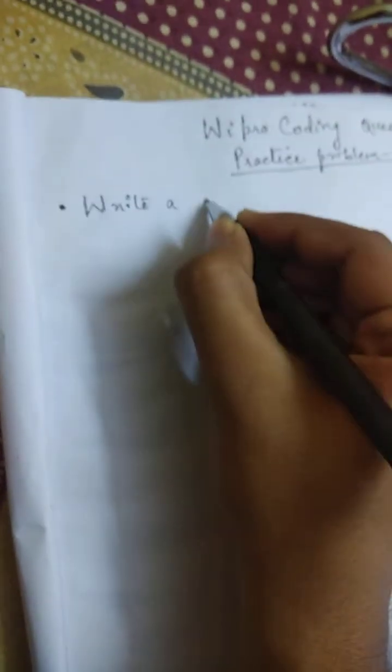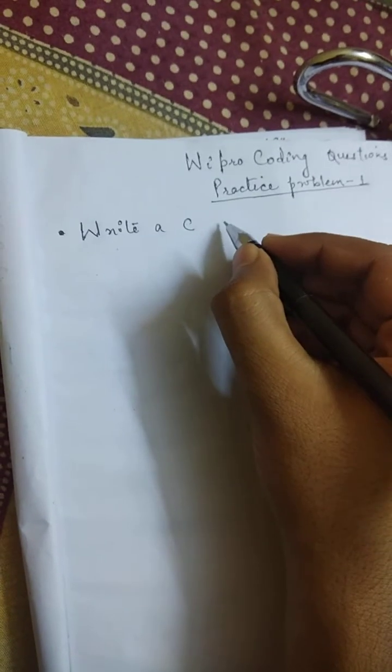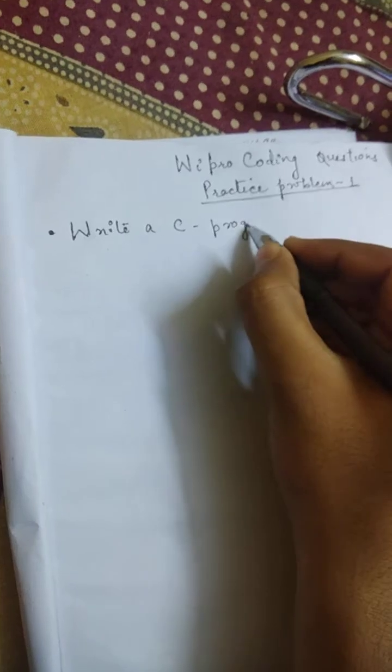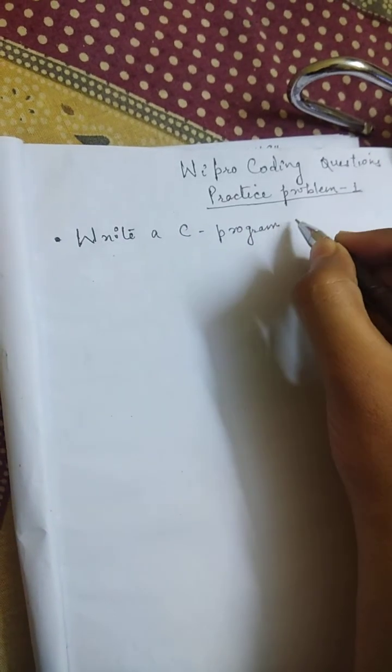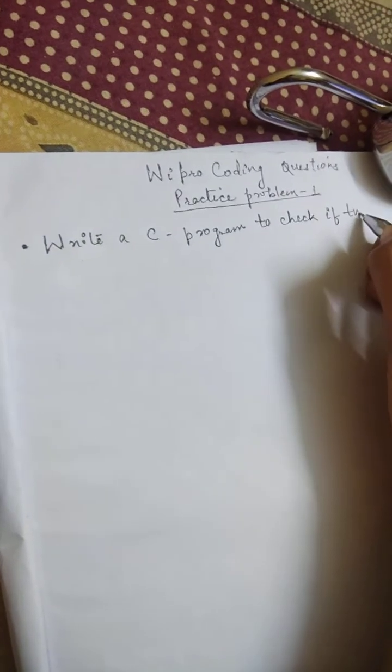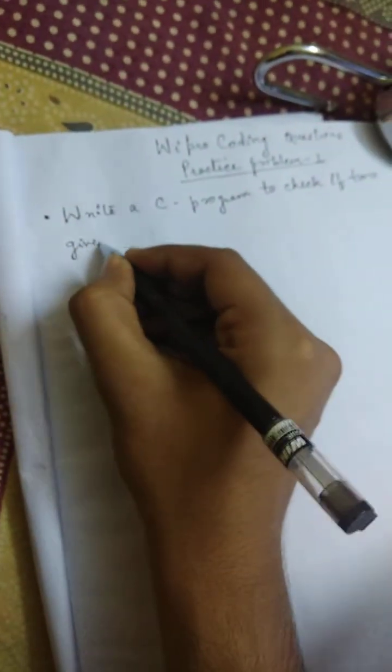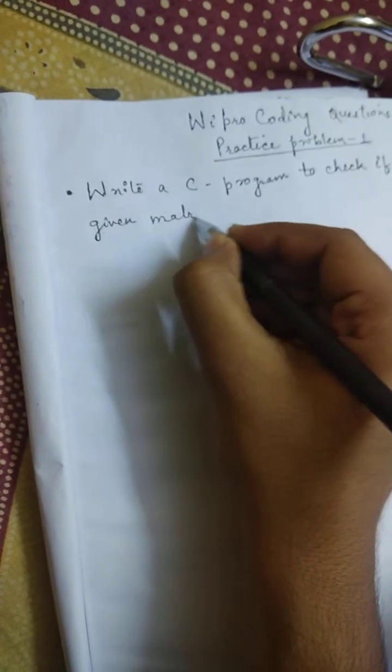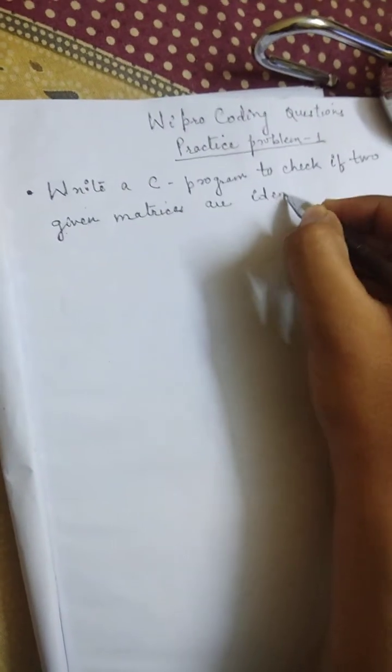So the question is, write a C program to check if two given matrices are identical. That means there are two matrices.